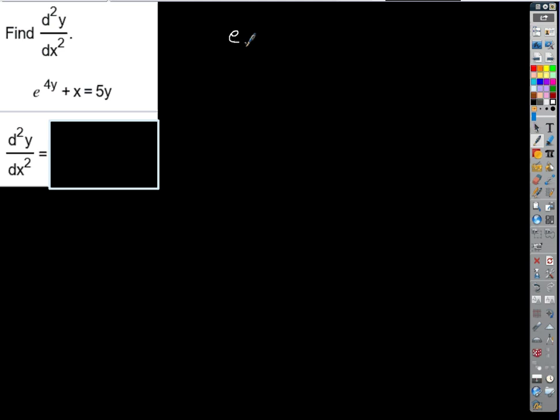So I've got chain rule stuff, right? I'm differentiating with respect to x. So the derivative of e to the 4y is e to the 4y. So I get e to the 4y times the derivative of 4y with respect to x, 4y prime. Yep. Plus 1 equals 5y prime. Okay.